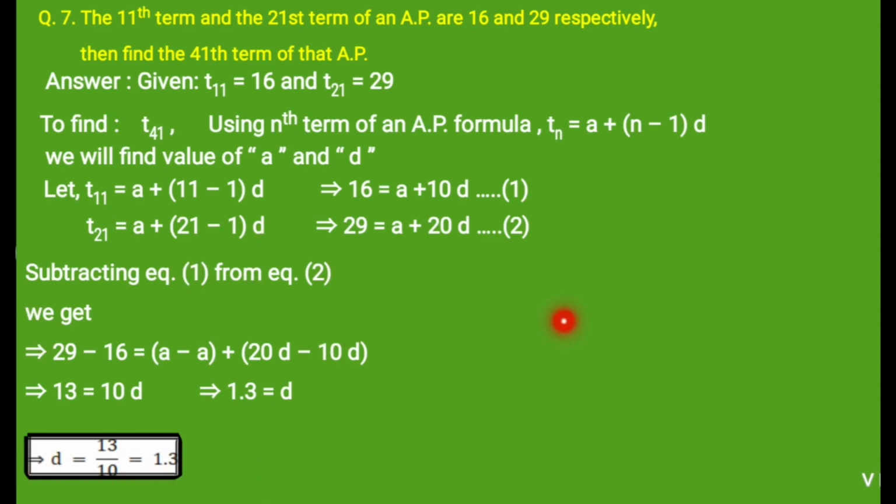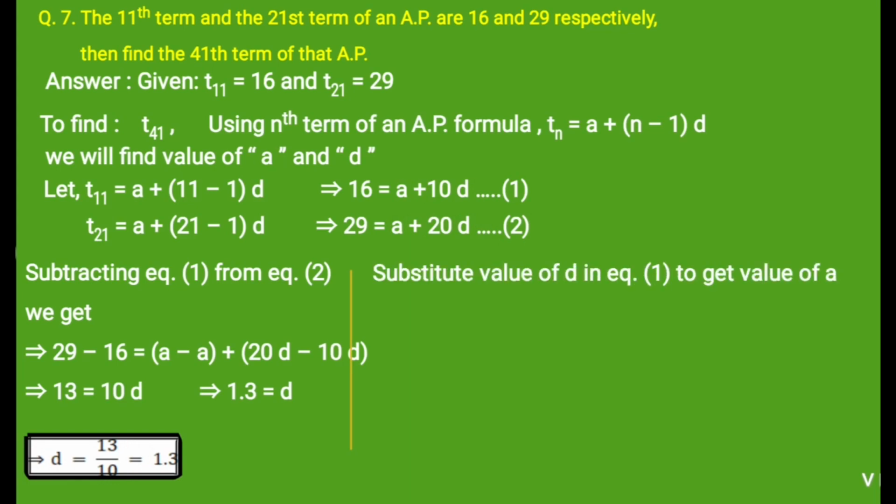Now we have to find the value of a, that means we have to substitute d equals 13 by 10 in any one equation. So we substitute that value in equation number 1. Substitute the value of d in equation 1 to get the value of a. So we write 16 as it is, a as it is, 10 as it is, and d as 13 by 10. So this 10 gets cancelled.